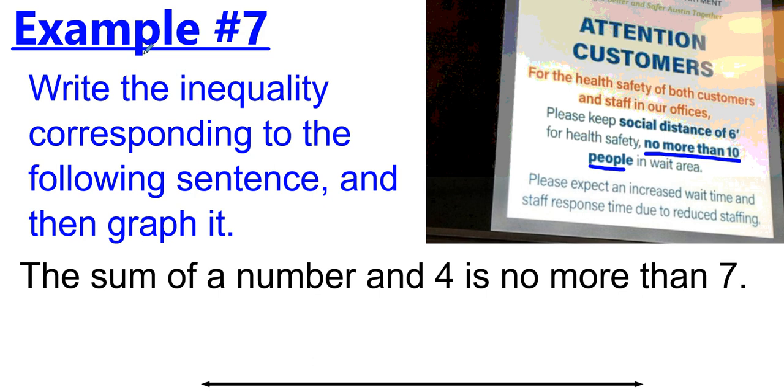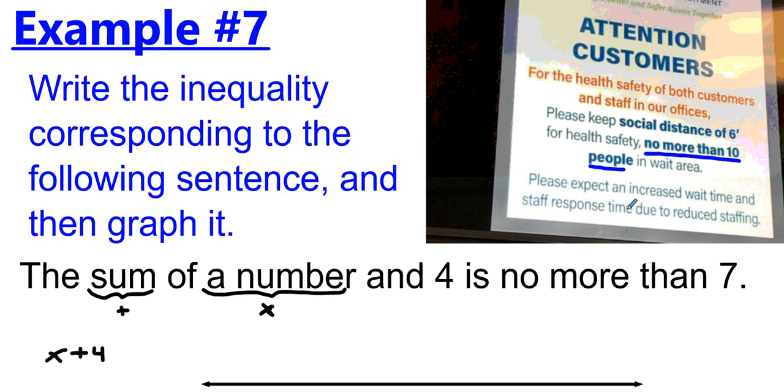The sum means addition. So we are adding. It's a result when you add. So we're adding. We're taking the sum. We're adding a number. It just says a number. So let's call the number that we don't know a variable like x. The sum of x for some number and 4. So we're going to add x and 4. So the sum of x and 4, so x plus 4, the sum of x and 4 is no more than 7. Well, no more than means fewer than.